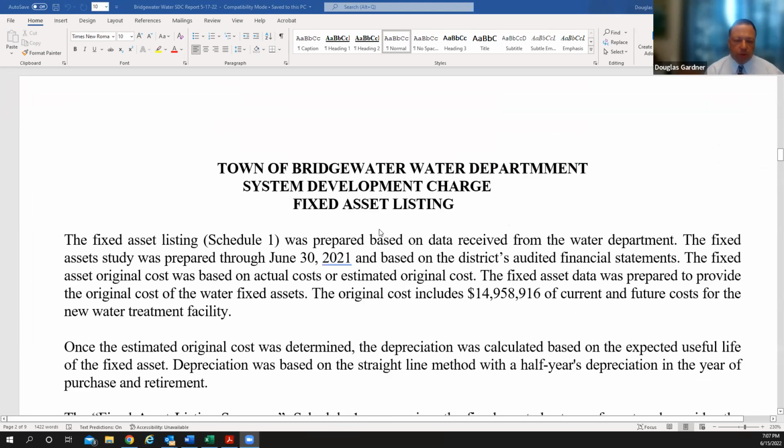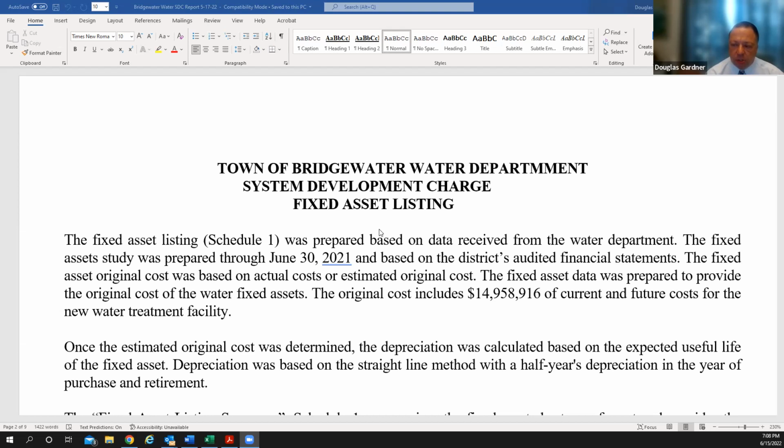So probably 6 months or so ago, the town contacted me to discuss updating the system development charge for both water and sewer. Tonight we're just discussing the water portion of that. The system development charge is a charge applicable to new customers buying into the water system. So if you're going to put up a new house or a new subdivision, in order to hook into the system, you have to pay a fee. And that fee is designed to recover the costs that the other customers have invested in the system in prior years.